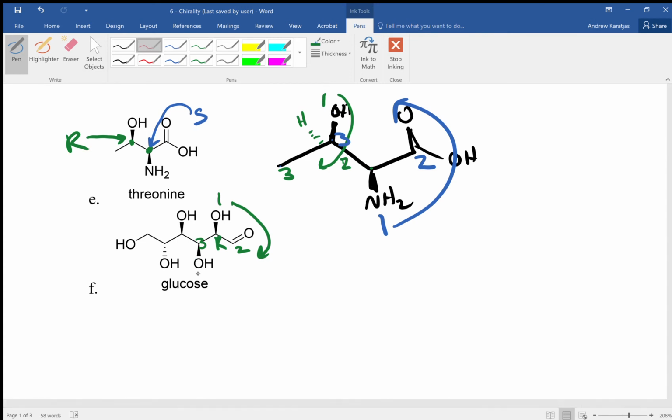At the next oxygen, first priority here. Second to the right and third over here is S. The next oxygen, first priority up at the top. Second to the right, third over here is R. And finally R again over here.